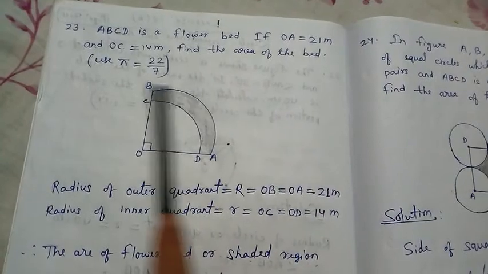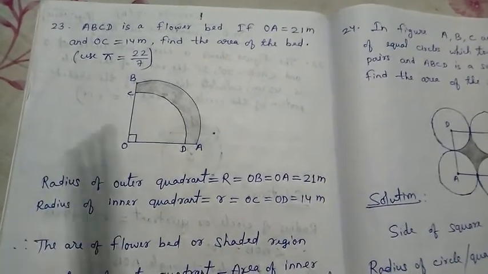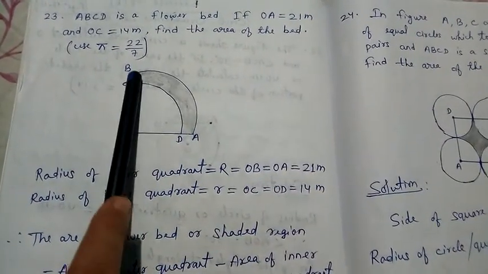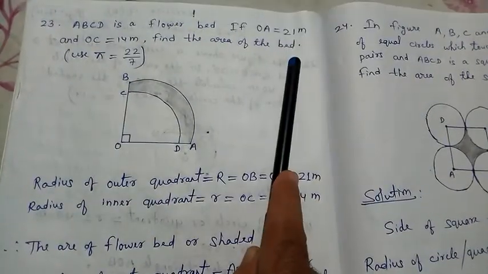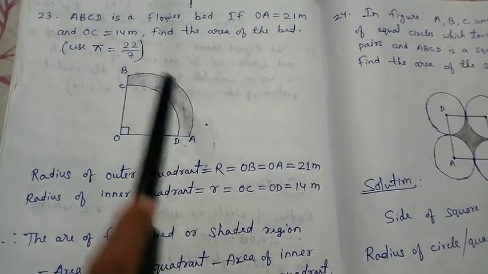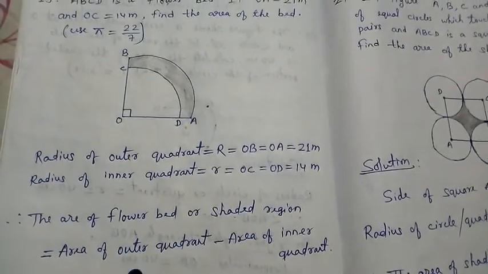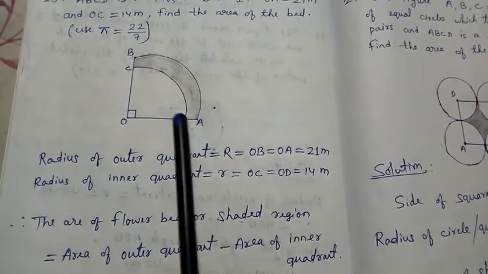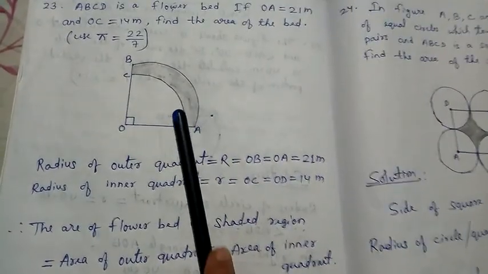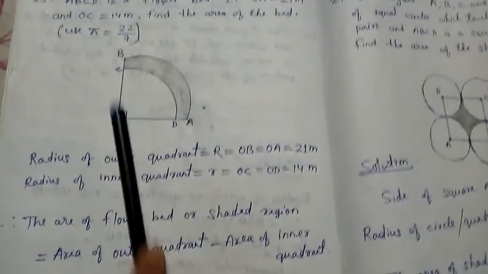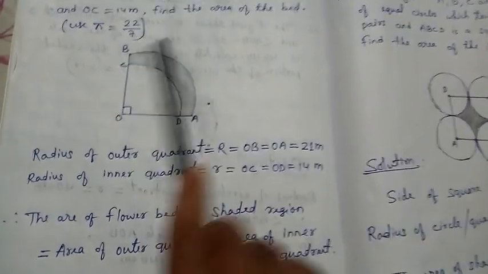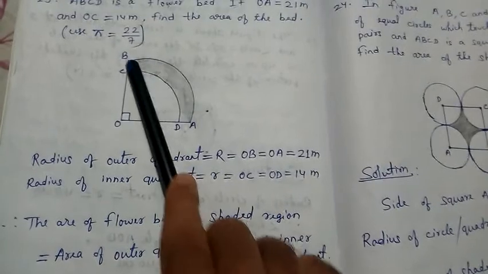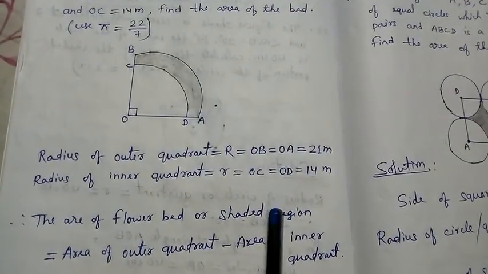So now the question is, find the area of the bed. Bed means find the area of the shaded portion, because here bed means flower bed. Only this portion's area we have to find. So very easy, I can say. What we will do, we will first find the area of the whole quadrant, that is the outer quadrant, minus the area of the inner quadrant. Everything minus this is this remaining portion. So that particular logic we are going to put here.